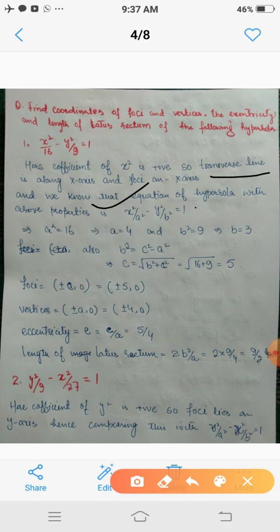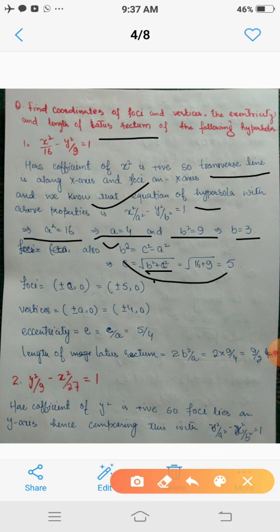Comparing this with this equation, we get a square equals 16, that is a equals 4, and b square is 9, that is b equals 3. Also we know that b square equals c square minus a square, or c equals root of a square plus b square. This means that c equals 5. So we now know a, b and c.